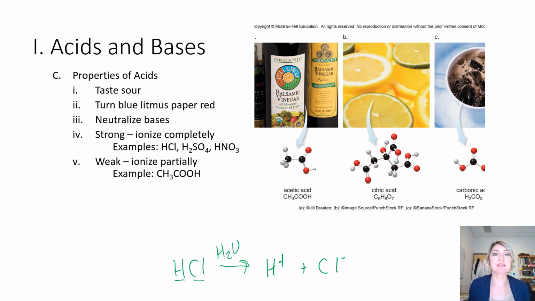A weak acid only ionizes partially. Here we have acetic acid, or vinegar. When you put this in water, only a few of the acetic acid molecules are going to give up their protons. Most of them are going to remain unchanged.